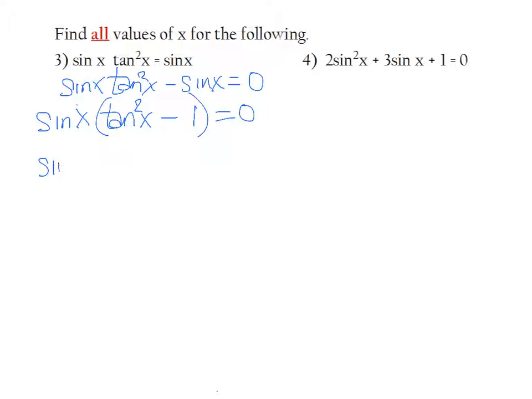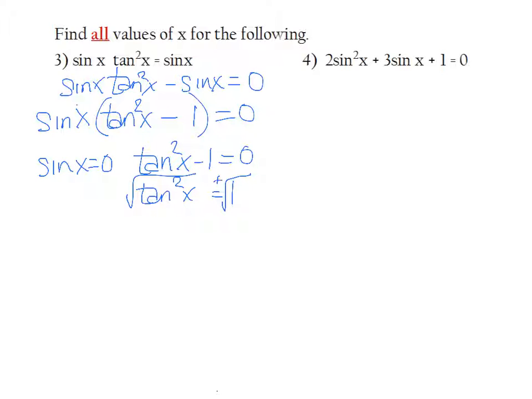And now you set them each equal to 0, like we would in any type of factoring problem. The first one is already isolated. When is sine 0? The second one is not quite isolated. Let's add that 1 to the other side and solve. Try to isolate your tangent here. And then since it's a tangent squared x, I'll want to square root it to get rid of the squared. Don't forget that when you square root both sides, you need to put a plus or minus. End up with tangent x equals plus or minus 1. That's a nice number off the unit circle.